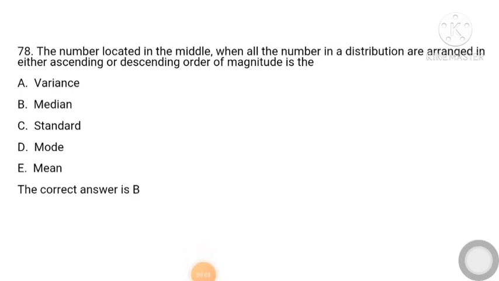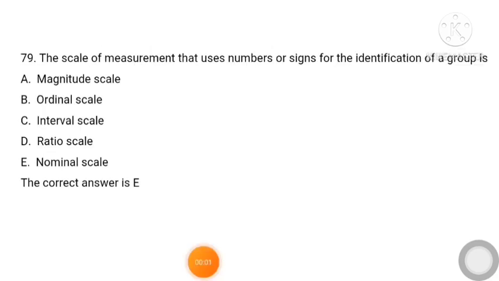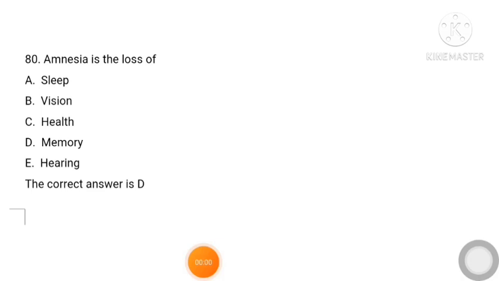78. The number located in the middle when all the numbers in a distribution are arranged in either ascending or descending order of magnitude is called the median. The correct answer is B, median. 79. The scale of measurement that uses numbers or signs for the identification of a group is nominal scale. The correct answer is E, nominal scale. 80. Amnesia is the loss of memory. The correct answer is D, loss of memory.